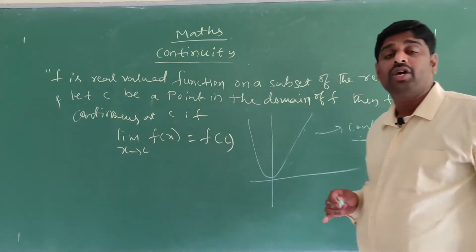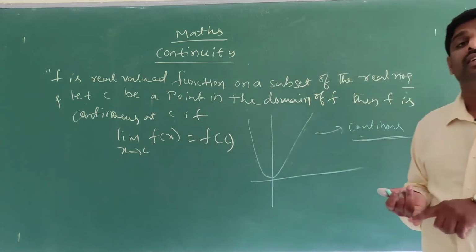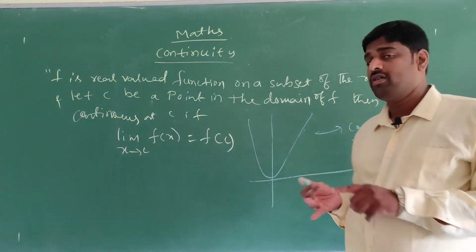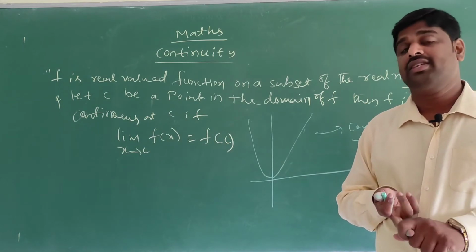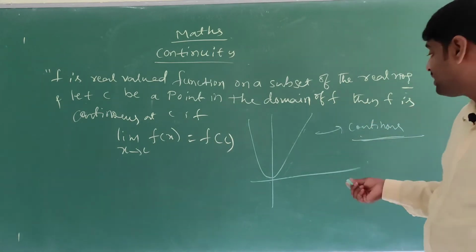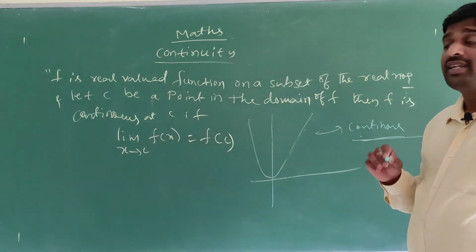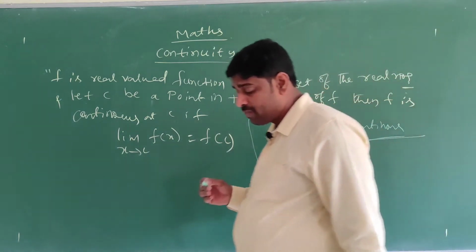For example, your modulus function is continuous, your polynomial function is continuous, and the identity function is continuous, but the greatest integer function is discontinuous.